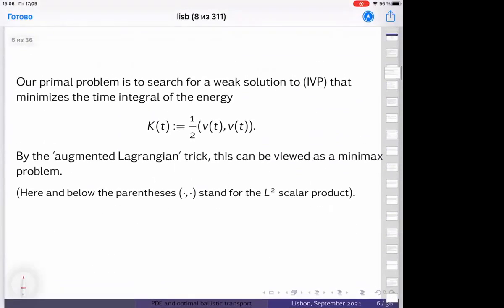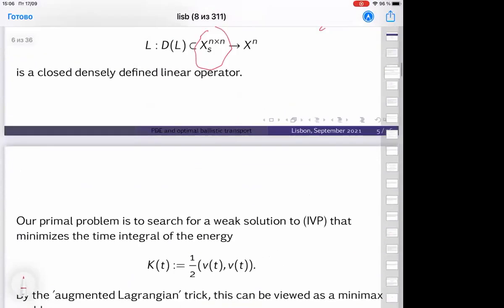And so the primal problem, I call it the primal problem. In the beginning, you had some initial value problem, right? This one.